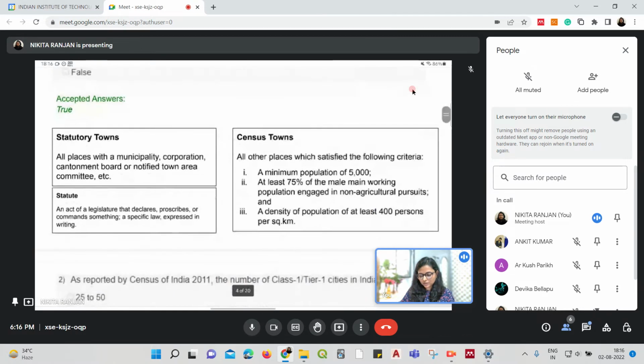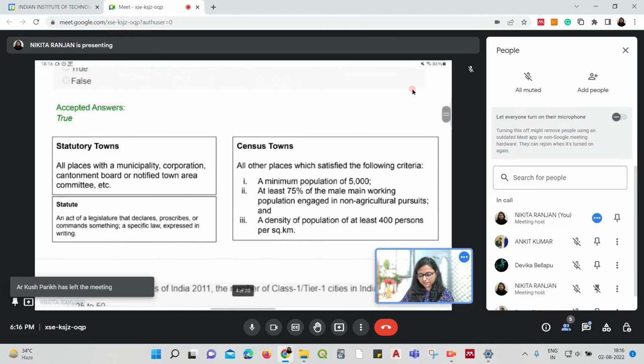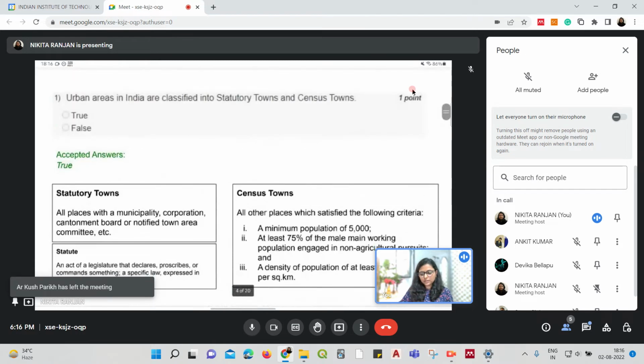So as you can see, there are two ways in which any town in India, any urban area in India, is classified or given the status of a town. First is by statute. Statutory towns can be defined as all places which have a municipality, a corporation, a cantonment board, or a notified town area committee. So all of these towns have a statutory body in place.